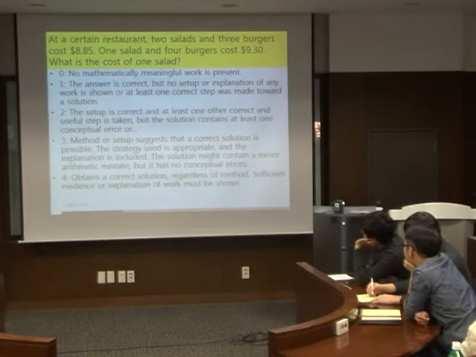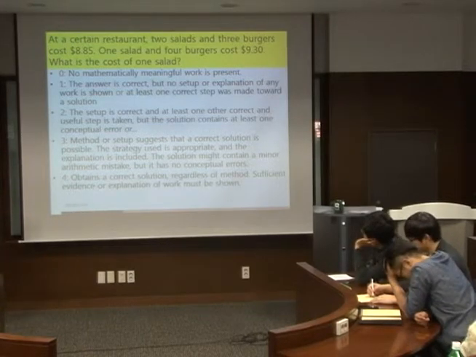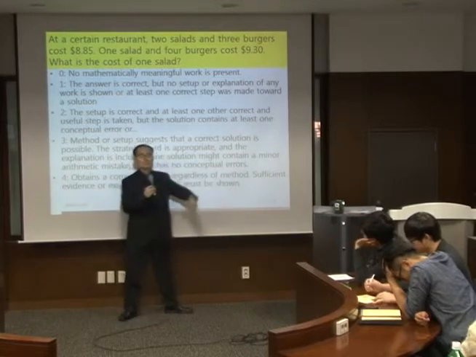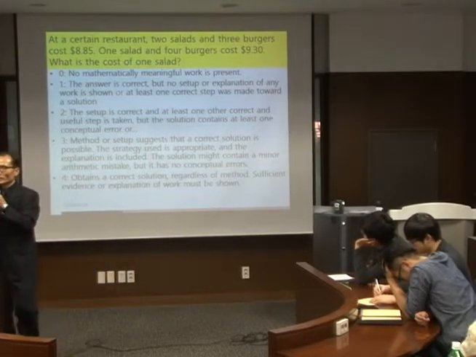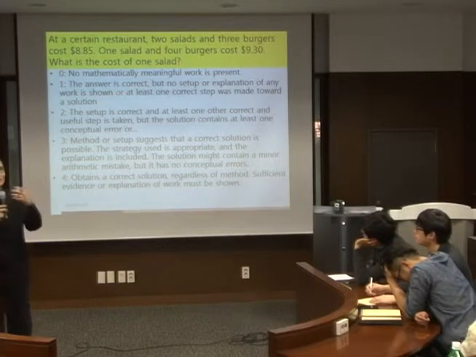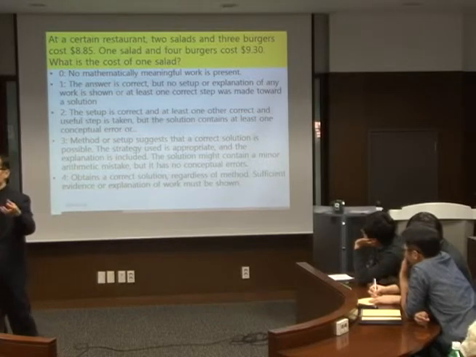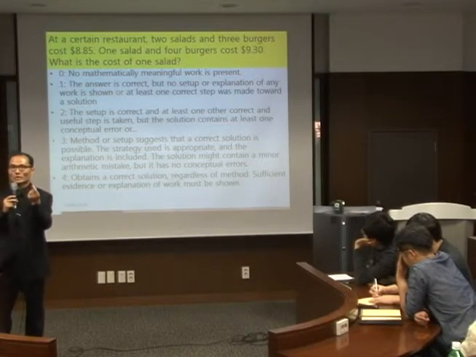Anyway, think about it. Obviously, the first one: obtain a correct solution regardless of method. Sufficient evidence or explanation of the work must be shown. But regardless of method, you should use it carefully, right? As I said, if a solution is just plugged in by using trial and error, I don't think that is the method. Okay? Method means systematic method, mathematical method. Do you understand?